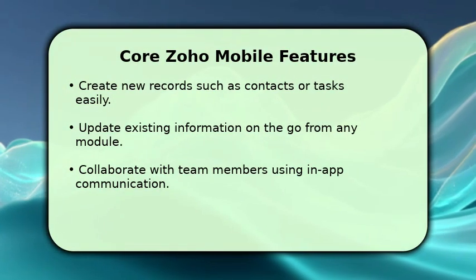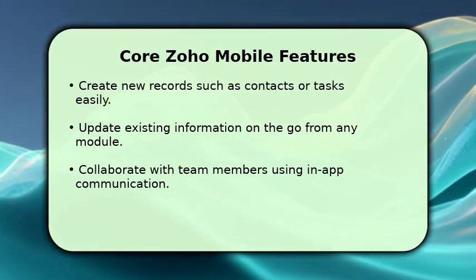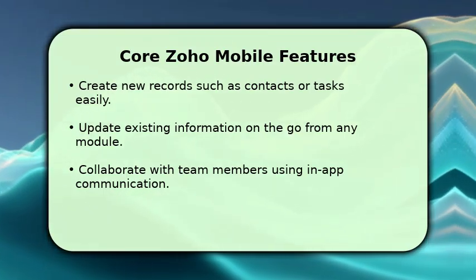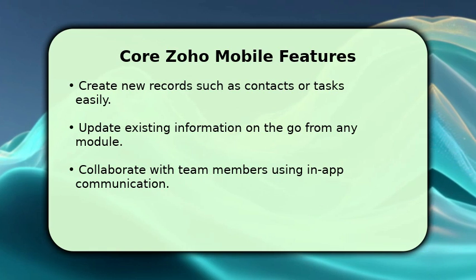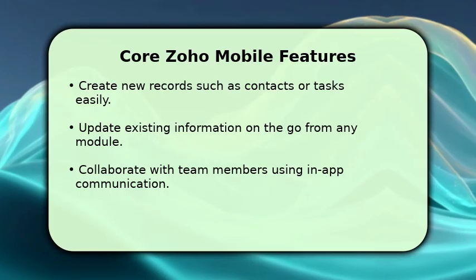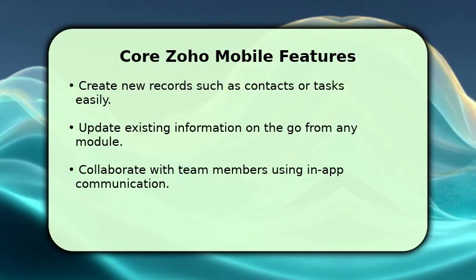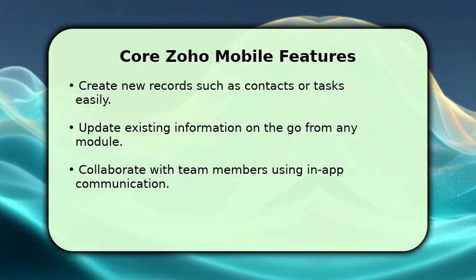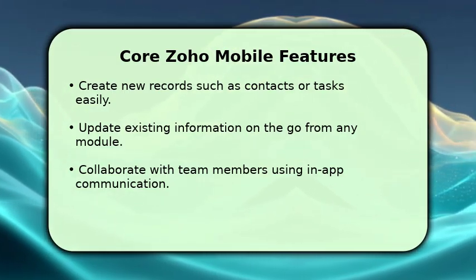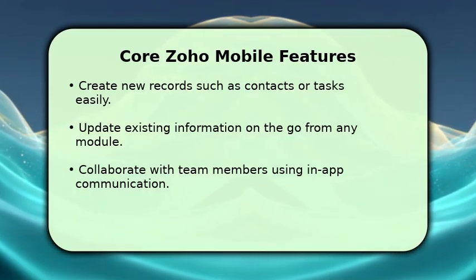The Zoho mobile app empowers you to perform essential tasks efficiently. You can effortlessly create new records, like adding a new contact, lead, or task, directly from your phone. Updating existing information, such as a client's details or a project's status, is simple and quick. Plus, many Zoho apps offer in-app collaboration tools, allowing you to communicate with team members and share updates seamlessly.